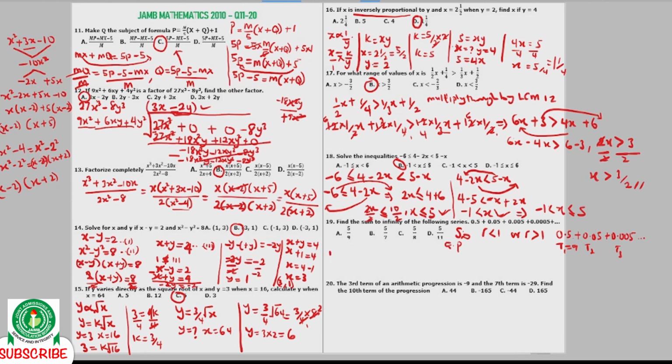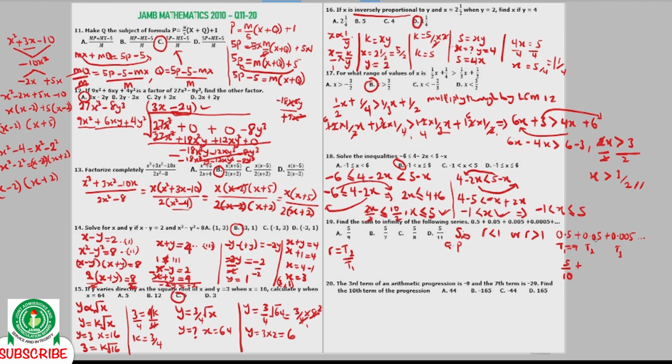Now to get the common ratio R of a GP, you have to say R is equal to T2 all over T1. Our T1 is 0.5, but we convert it to a fraction so as to make things easier, because the answers are in fractions. So 0.5 is named as 5 over 10. How do I get that? This is 5, the number after the decimal point is 5, and it is one number after the decimal point. So that's why I have 10 here.